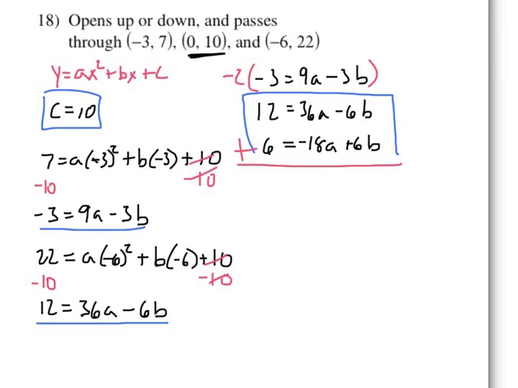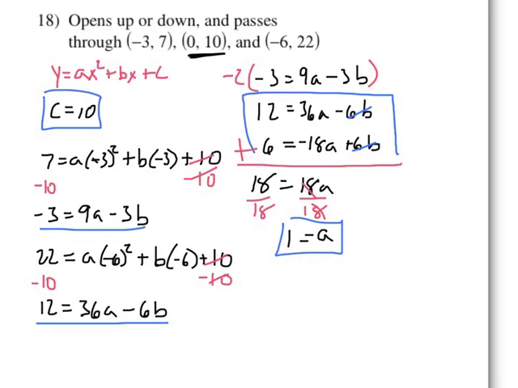Okay, so then we add these together. We get 18 equals 18a. -6b plus 6b go away. So to solve for a, we divide by 18. a equals 1. Now we need to solve for b.